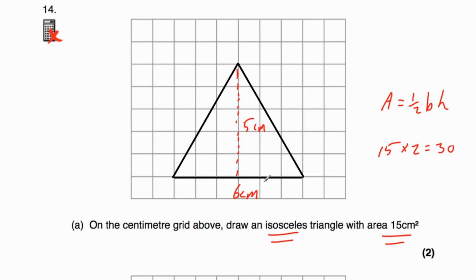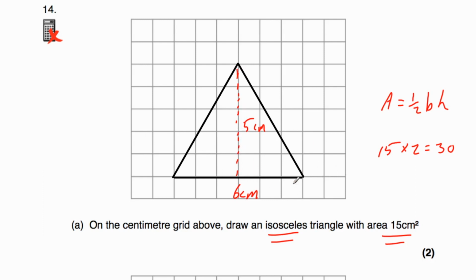So that's it. And I've chosen a base of 6 centimetres and 5 centimetres because 6 times 5 is 30. I could have chosen 10 and 3 if you went 10 squares across. So let's just check 1, 2, 3, 4, 5, 6, 7, 8, 9, 10. And you could have done 10 squares across and gone up 3. 1, 2, 3. And that would have been an isosceles triangle.